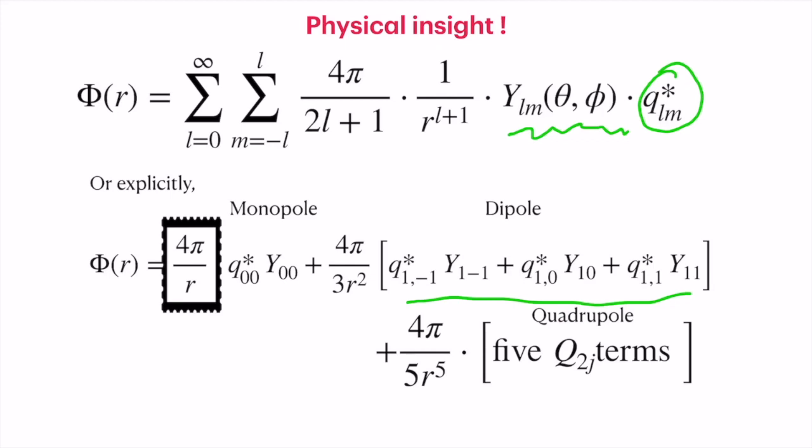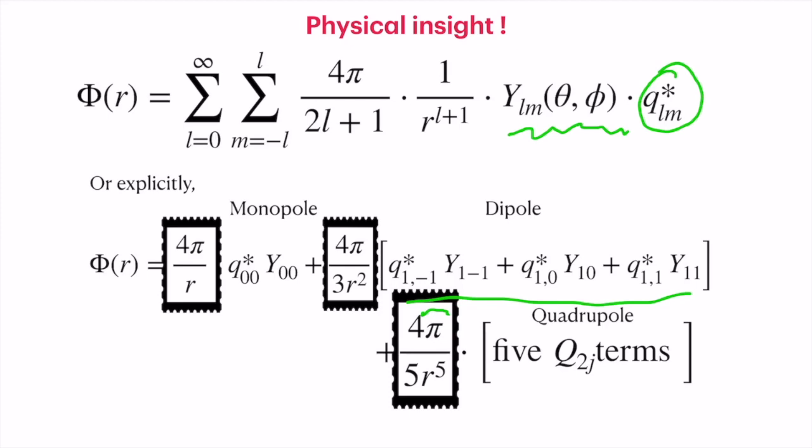On the other hand, the dipole term goes as 1 by r square. We have already seen some examples with the dipole potential, and that would be dependent on 1 by r square. The quadrupole term, on the other hand, depends on r to the power 5. So the r dependence is very crucial in understanding the quadrupole moments.